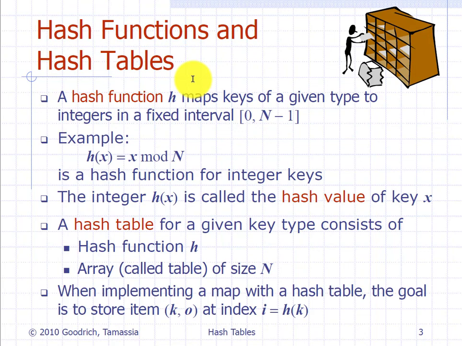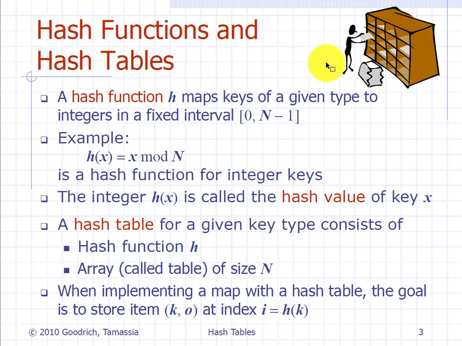Well, a hash table is a searchable collection of key value pairs. But the way it stores this is it uses something called a hash function, and it uses an array. And in this case, it has to be an array. So let's start with the hash function.